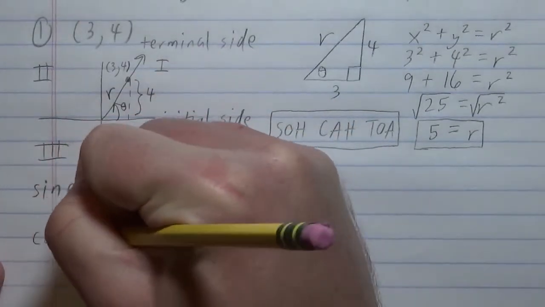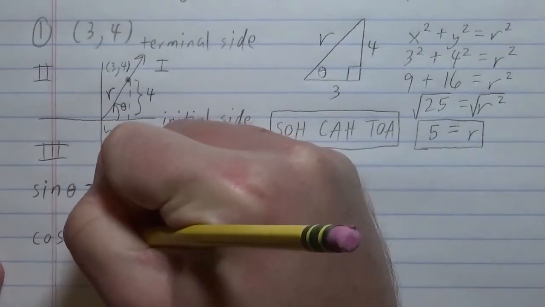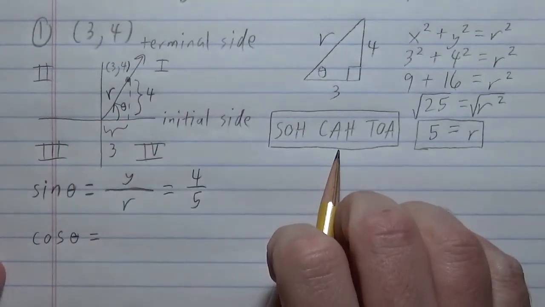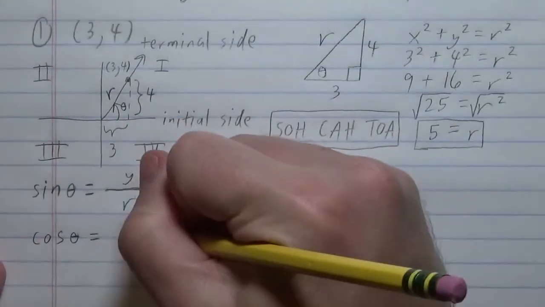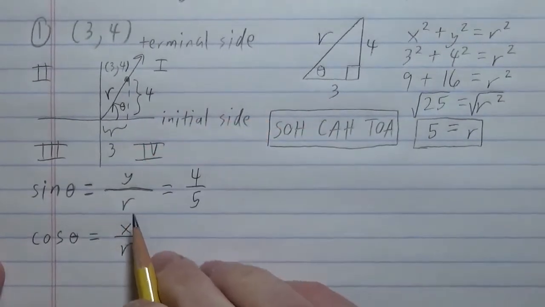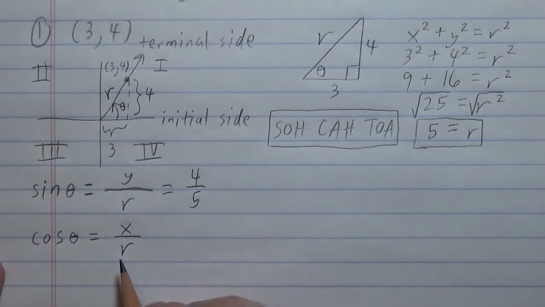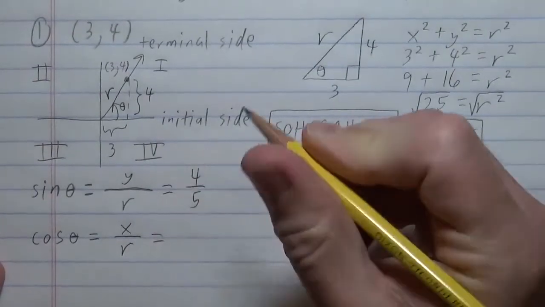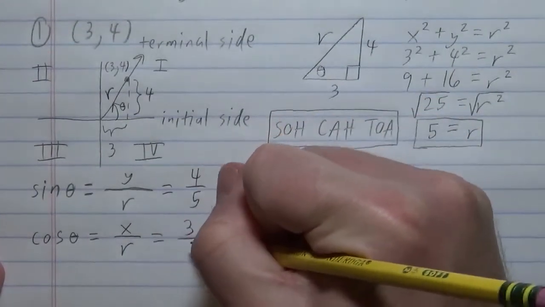Cosine of the angle, here it's adjacent over hypotenuse, but we're actually going to see it as x over r, where x is a coordinate, not a length, and r actually is a length. And this is going to be 3/5.